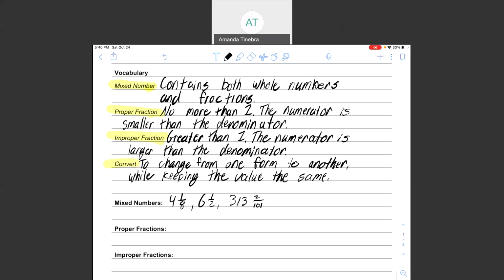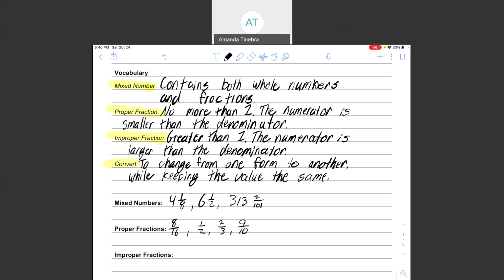A proper fraction is a fraction where the numerator is smaller than the denominator. The top is smaller than the bottom. So this might be something like 8/16, or 1/2, or 2/3, or 9/10. Anything where the top number is smaller than the bottom number.